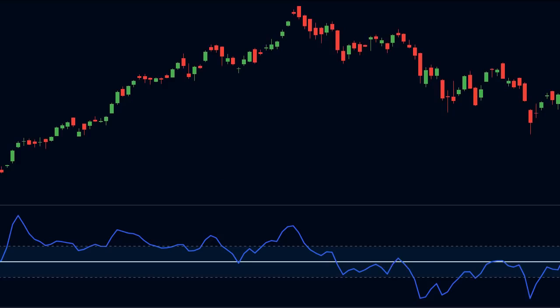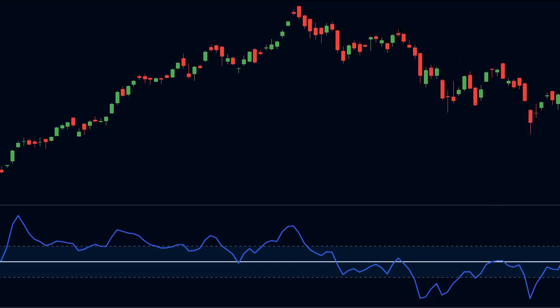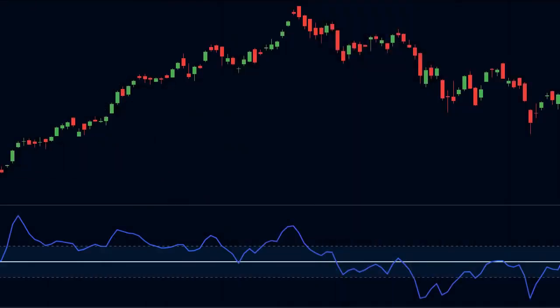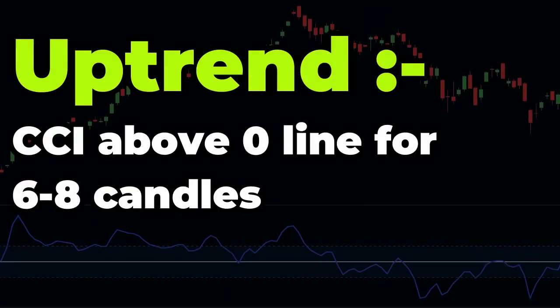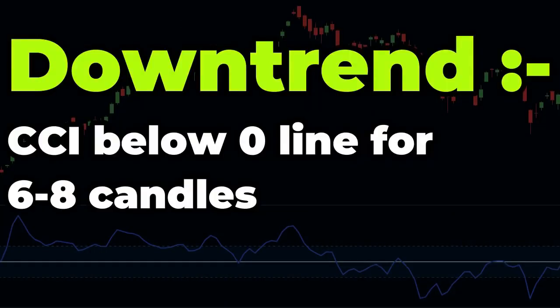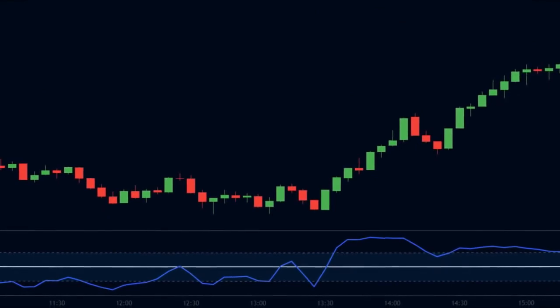Because sometimes the CCI may pull back to the zero line to continue the downtrend. Therefore, a good approach will be to wait for the CCI to sustain above or below the zero line to confirm an uptrend or downtrend. So, we will only consider the price to be in an uptrend if the CCI has been above the zero line for about 8 to 10 candles. Similarly, a downtrend will be confirmed only after the CCI has been below the zero line for about 8 to 10 candles. For instance, look at this chart.